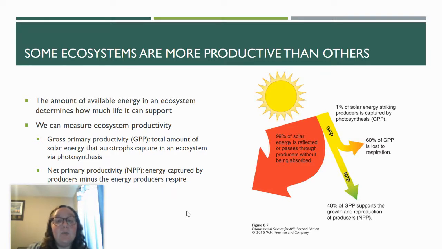In class, we will be doing an activity with this, looking at aquatic NPP and GPP, and we get to do some super fun math that I know you're all very excited about.